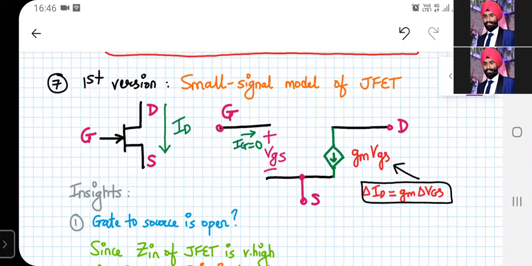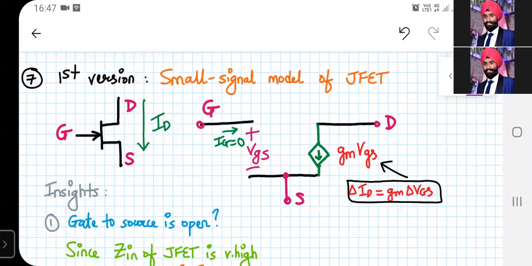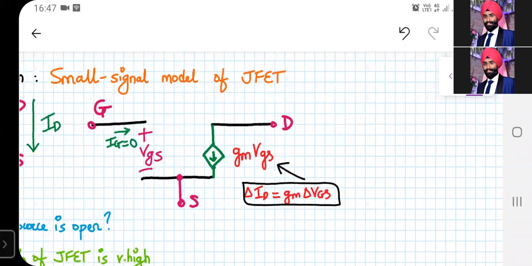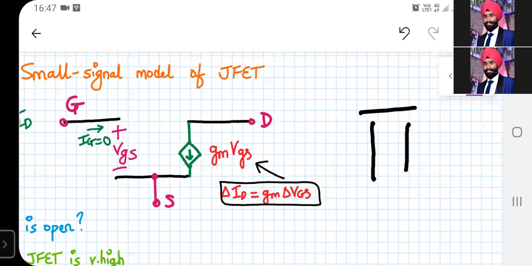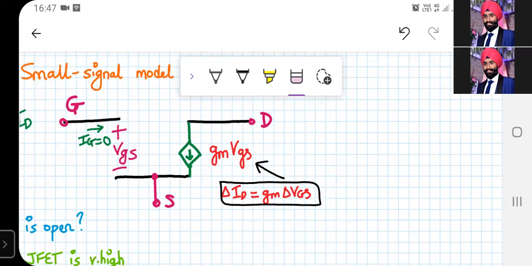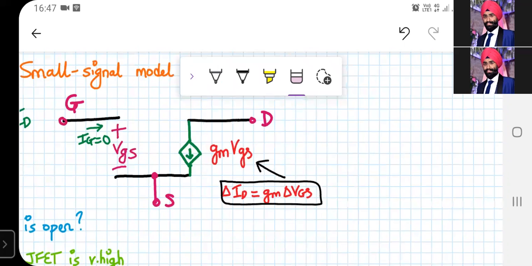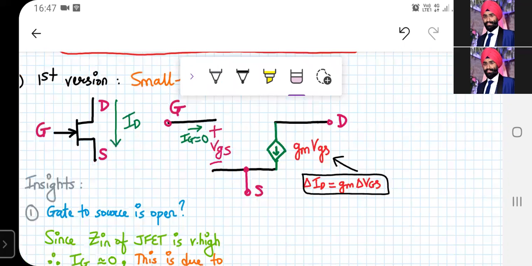Yes, this diagram is also called the hybrid pi model. I will tell you that also. See, pi, how do you represent a pi symbol? You represent this pi symbol like this. And why is it called hybrid? Hybrid, why do we say that? Because of the units of the parameters.